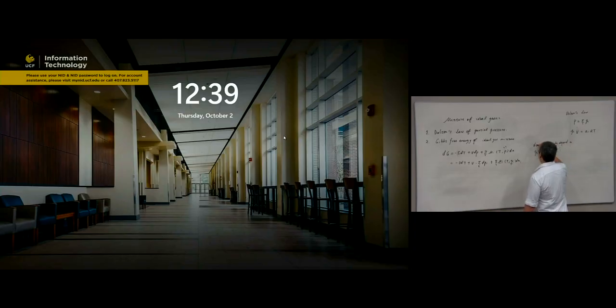Does mu_i only depend on P_i or P? That's the question. If it depends on P, that means it also depends on the pressure of other gases. If it only depends on P_i, then the job is easier. That's the question we're going to answer.